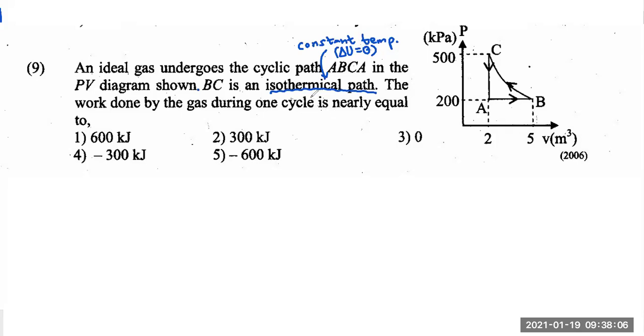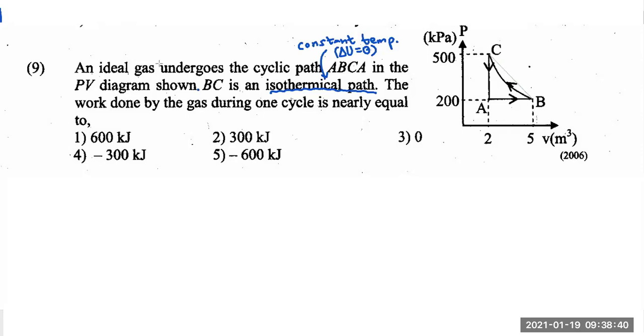Now the point is, in this question, that delta U zero doesn't have anything to do with it. Why they have mentioned that is, they are saying that is not a straight line. That line is not a straight line. If I draw a straight line connecting C and B, it will look like this. But from B to C, the path is curved. That's what they are trying to say.